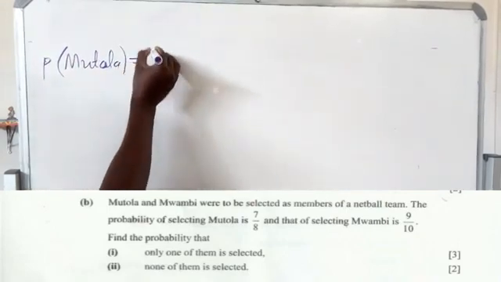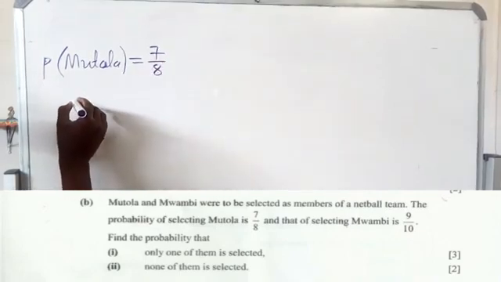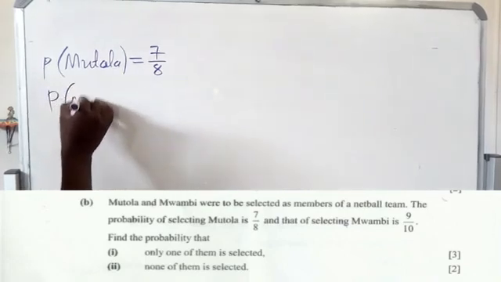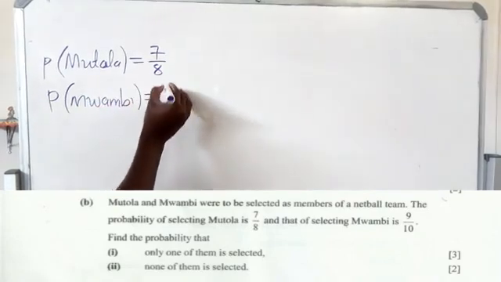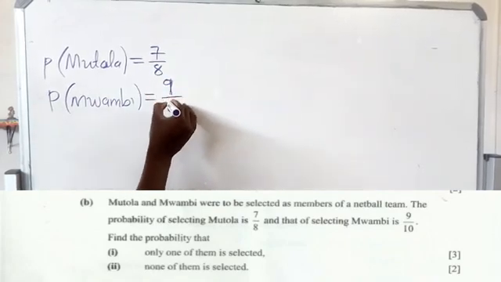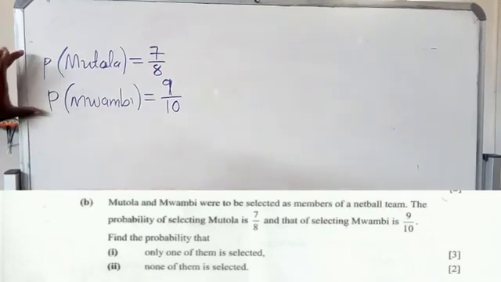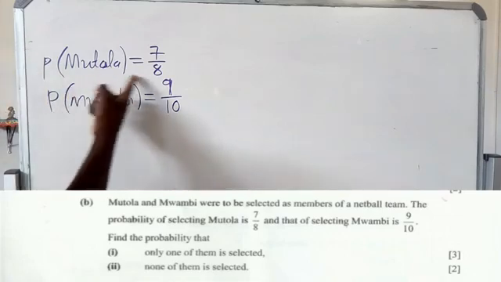The probability of selecting Mutola is 7/8, and the probability of selecting Mwambi is 9/10. And then they say find the probability of selecting only one person.